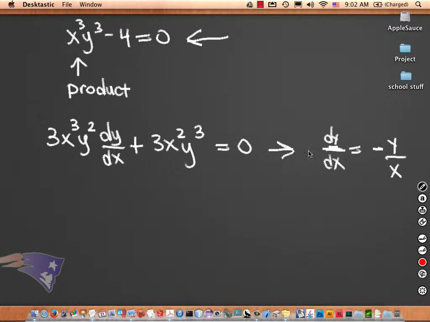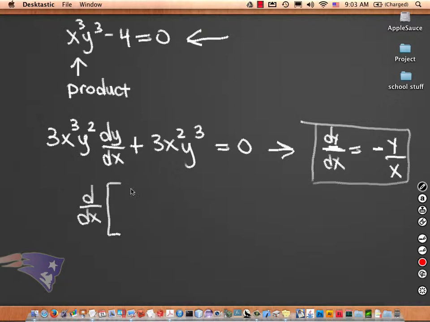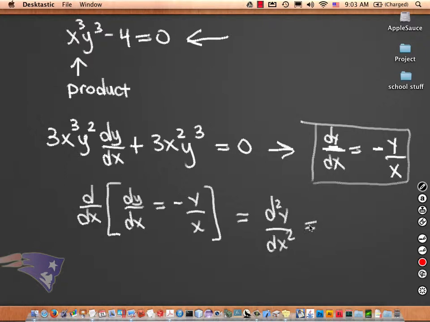Now, we can differentiate this right here, McKenna, directly. So now we take the derivative of this. So what is the derivative of dy dx equals negative y over x? Well, first of all, what's the derivative with respect to x of dy dx? d2y dx2 equals, now we're going to use the quotient rule.